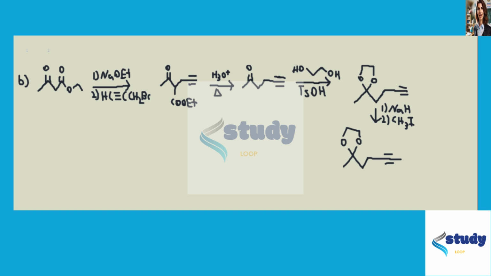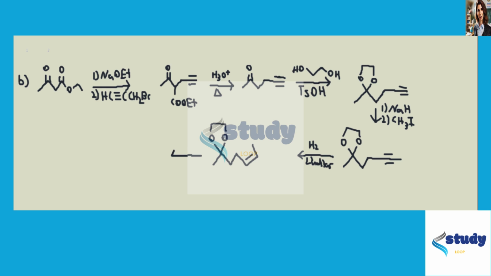Now we need to go from that triple bond to a cis double bond, a cis alkene. And so to do that, we can use hydrogen gas and Lindlar's catalyst. And so that will accomplish that transformation and give us exclusively the cis alkene. Okay, so there we go.